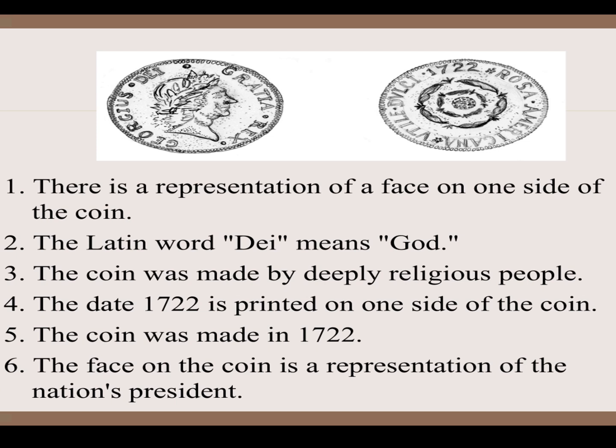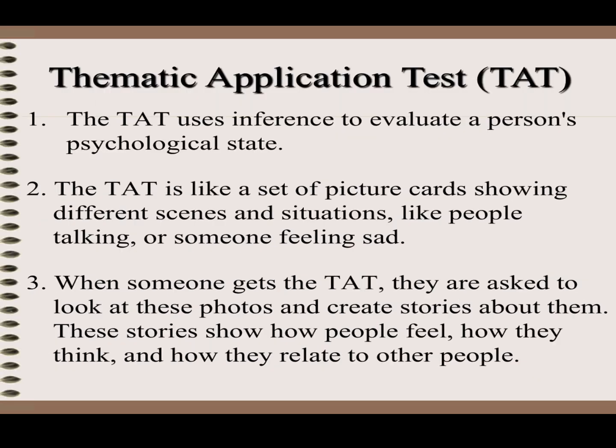Statement 4. The date 1722 is printed on one side of the coin. This, of course, is an observation, as we all can agree on what is seen. Statement 5. The coin was made in 1722. This is an inference, as the date could also be of historical importance to whoever made it. Statement 6. The face on the coin is a representation of the nation's president. This, of course, is an inference, as we have no data to support that conclusion based on what we can observe.